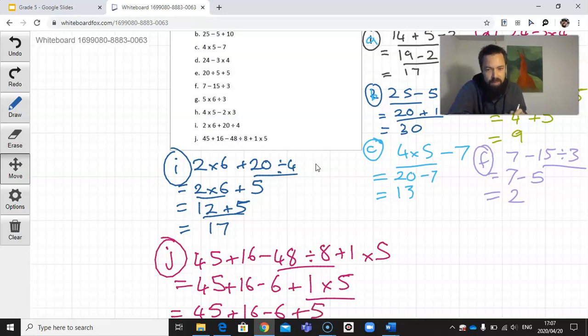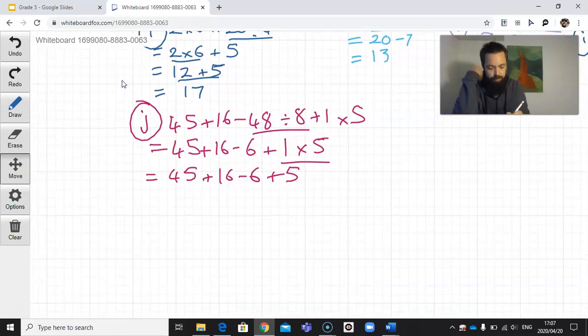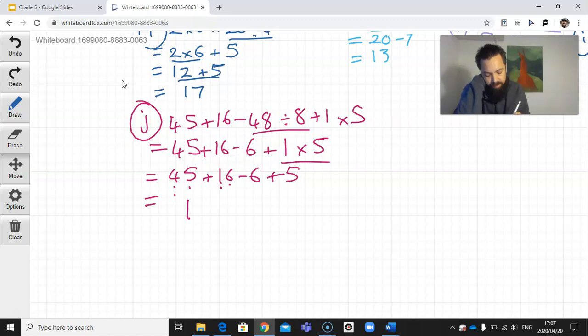Now I've only got plus and minus. I'm going to work from left to right. 45 plus 16 is 61. How would I do that? So I said the 5 plus the 6 is 11. I carried the 1. I kept that in my mind. 4 plus 1 is 5, plus the 1 I was keeping in my mind makes it 6. So 61. I'm leaving the rest unchanged.